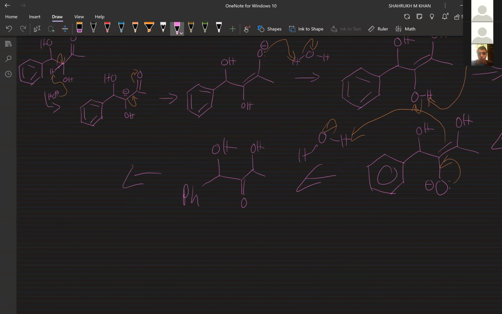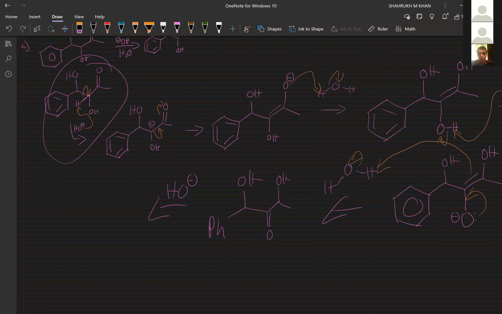So next step is going to be HO minus. It's going to come in, like we did in the first step. What did we do in the first step? Right here, we deprotonated that alpha hydrogen. Now, the only difference is this is what we're going to deprotonate. Now we're getting very close.